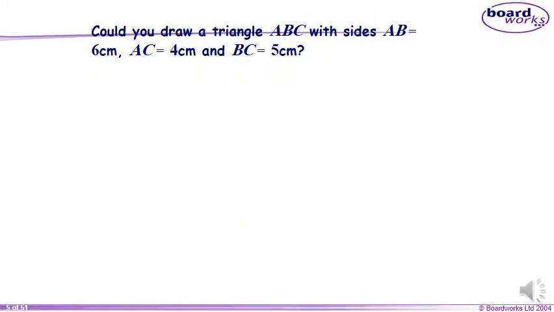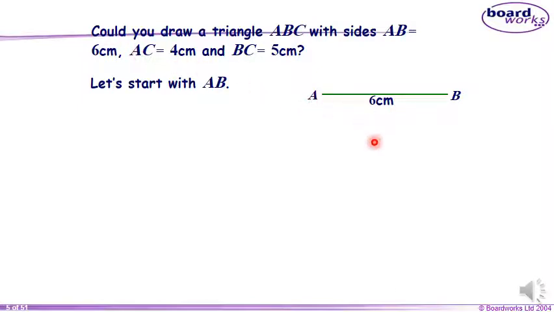So let's make an application. Could you draw a triangle ABC with side AB equals 6 centimeters, AC 4 centimeters, and BC 5 centimeters? As we said, when we want to start drawing, we start with the longest side, which is AB, 6 centimeters. Now, I want to draw AC, 4 centimeters.